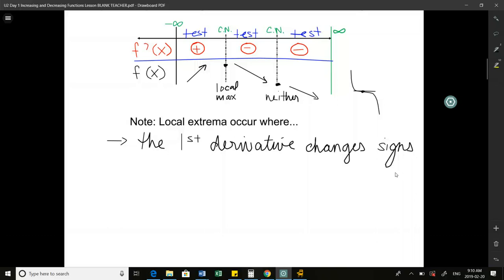Aiden? How do you find the critical numbers for the sign chart if you don't have the graph in front of you? You have to solve algebraically. You find your derivative, set it equal to 0, and solve for where that's true. So if the sign does not change, that critical number is not considered a local extrema.